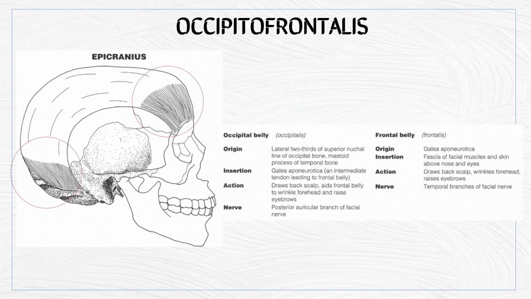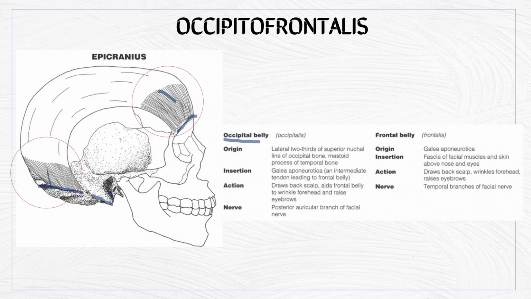The first muscle is occipitofrontalis. It has two bellies. One is the occipital belly, this is the occipital belly, and this one is the frontal belly. The occipital belly has its origin from the lateral two-thirds of the superior nuchal line on both sides, and from the mastoid process of the temporal bone. So this point of origin has two things. And the frontal belly is from the galea aponeurotica.